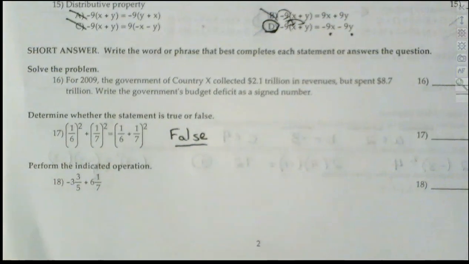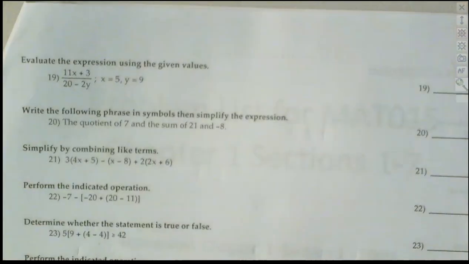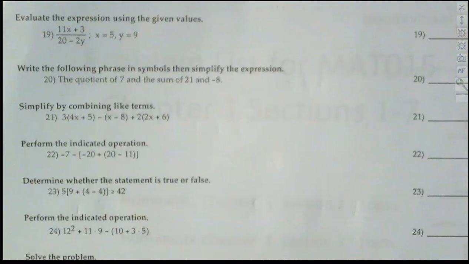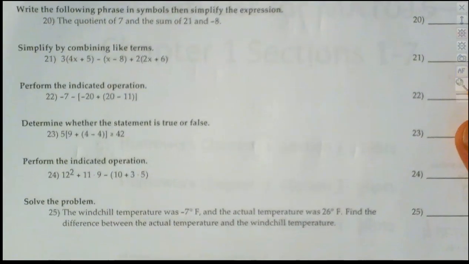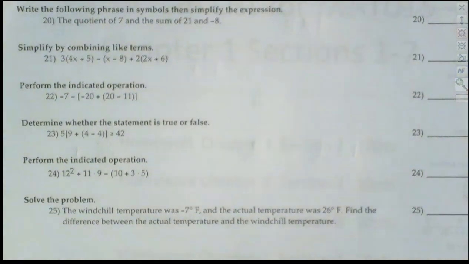18 is a fraction one. If we need to, we can go over that one next week before our exam. 19, we plug values in. 20 we've talked about before. Same thing with 21, 22. I think we've covered all the rest of them. I just wanted to make sure we went over the properties because those are the most commonly missed ones. They're not hard, but it's easy to make a mistake on those properties. So I wanted to make sure that we covered all of those.